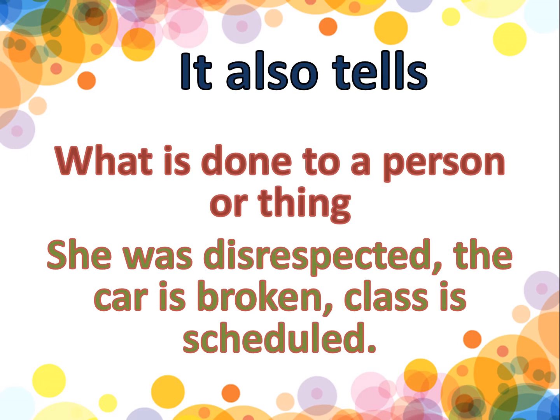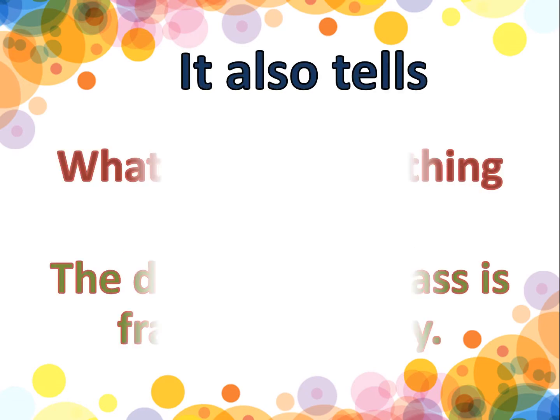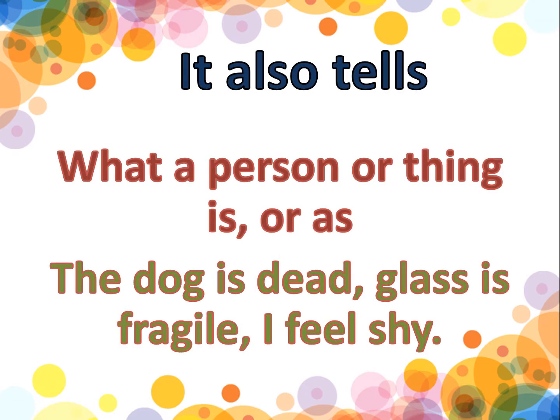It also tells what is done to a person or thing. For example, she was disrespected, the car is broken, the class is scheduled. It also tells you what a person or thing is or has. For example, the dog is dead, glass is fragile, I feel shy.